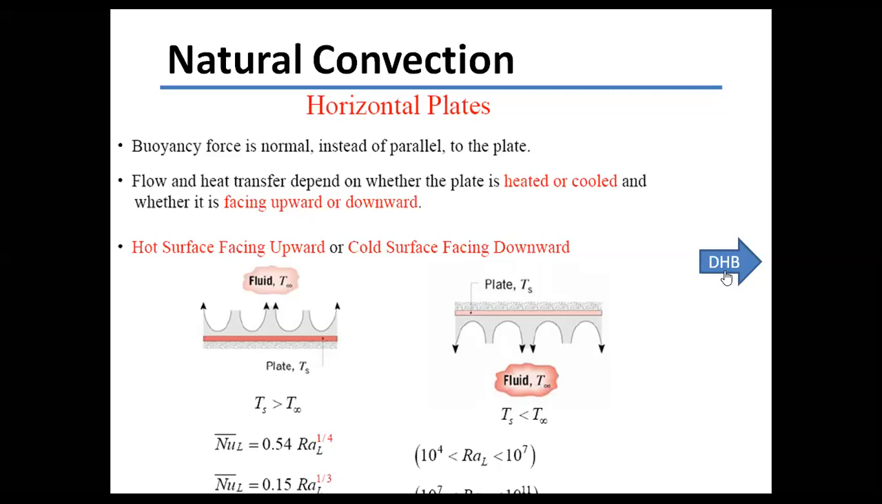So you have a set of equations here. The average Nusselt number is equal to 0.54 times (Grashof number times Prandtl number) to the power 0.25. This is valid for the product of the Grashof number and the Prandtl number, which is known as the Rayleigh number. For this range, it is valid. For other ranges, there is another set of equations. Whether it is a hot surface facing upward or a cold surface facing downward, in either case the same set of equations will be used, right?